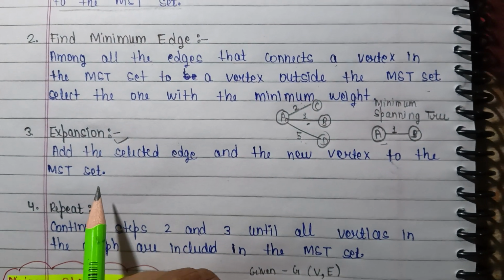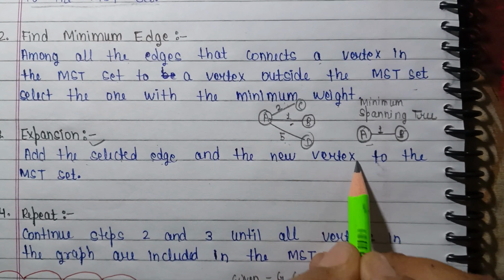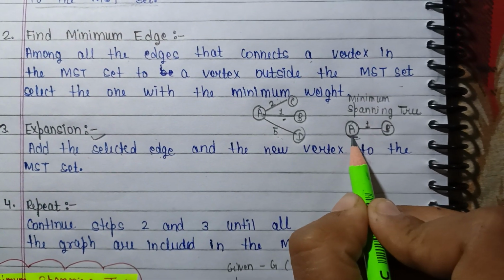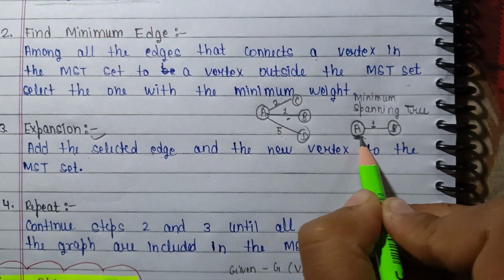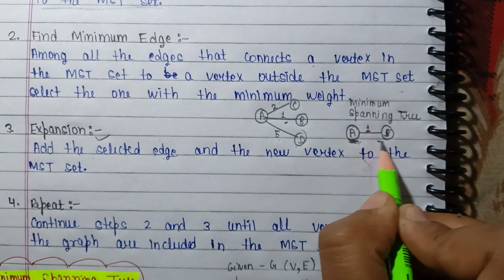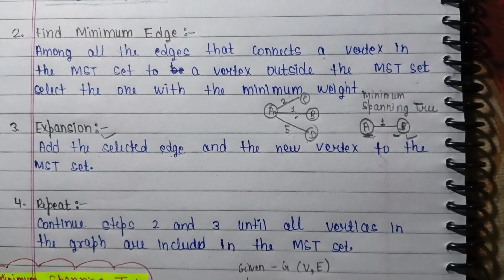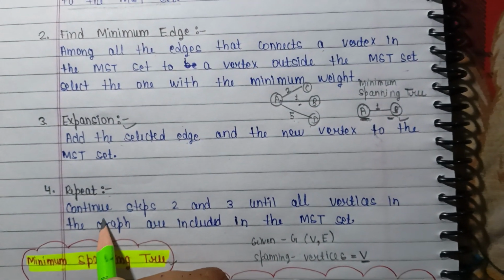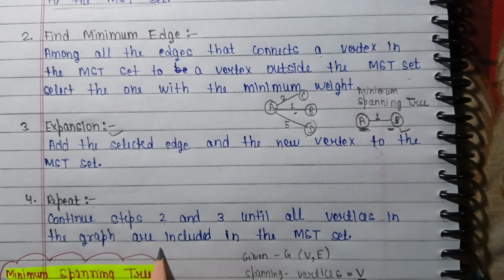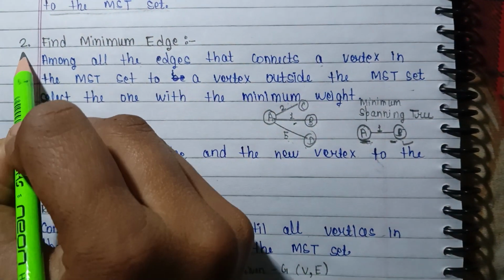Then we expand our minimum spanning tree: add the selected edge and the new vertex to the MST set. As you can see, in our minimum spanning set, first we have only the vertex A, and after finding the minimum edge, we add it to our MST along with the new vertex. Now repeat: continue steps 2 and 3 until all vertices in the graph are included in the MST set.